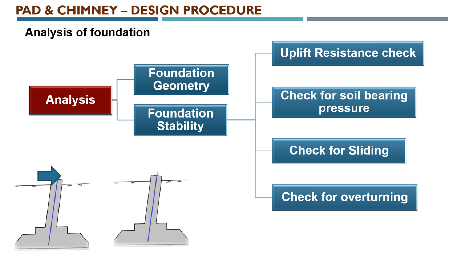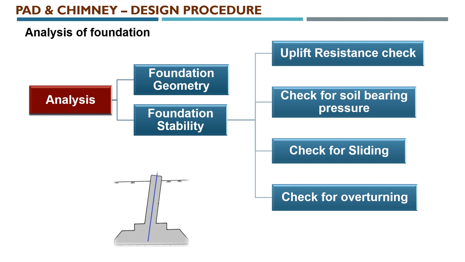If you check with that value, with that horizontal thrust, if it is exceeding that, means it is safe. So that the horizontal thrust can be in control, so that the foundation will not sway or move away in the direction of the horizontal thrust. So this check is called sliding check.